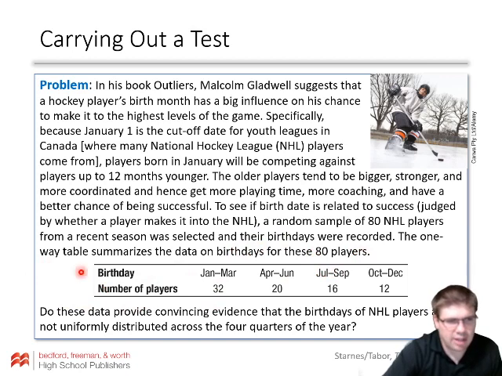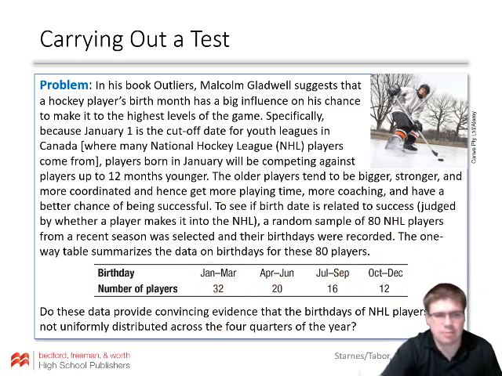And so we have our birthdays, broken down into January, February, March, April, May, June, and so forth, and we have those observed numbers. Do these data provide convincing evidence that the birthdays of NHL players are not uniformly distributed across the 4 quarters of the year? We're going to ignore the fact that some months aren't quite as long as others. We're going to call those all a quarter. We're going to expect a quarter in each category. Notice that they're not the same number in our sample.